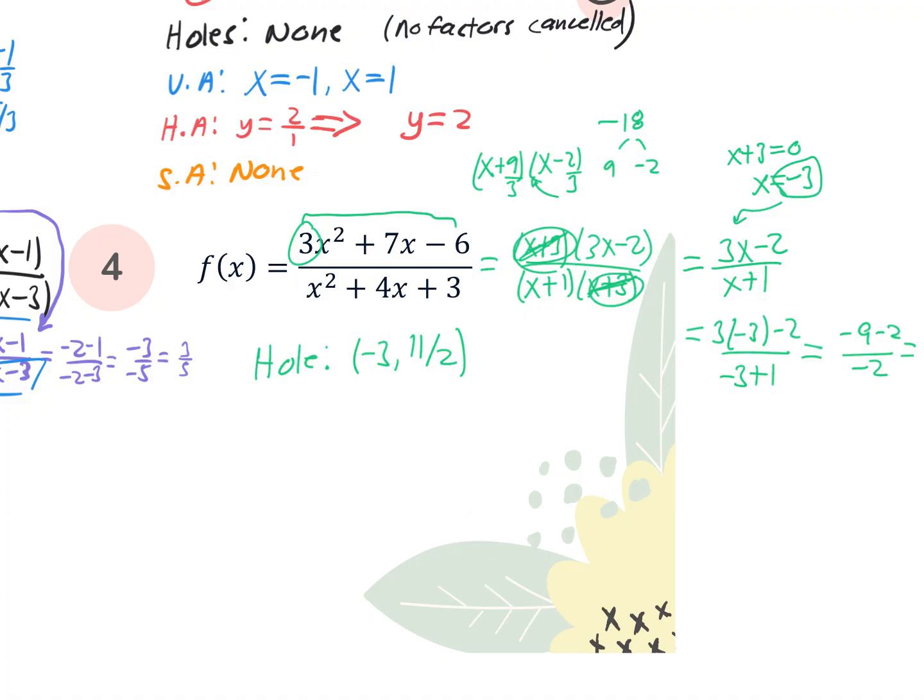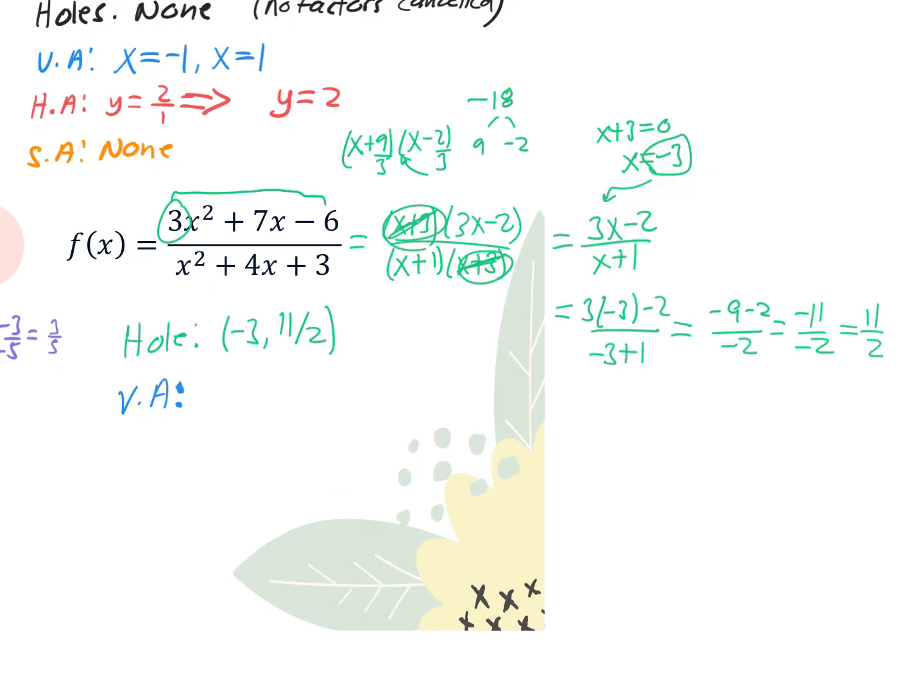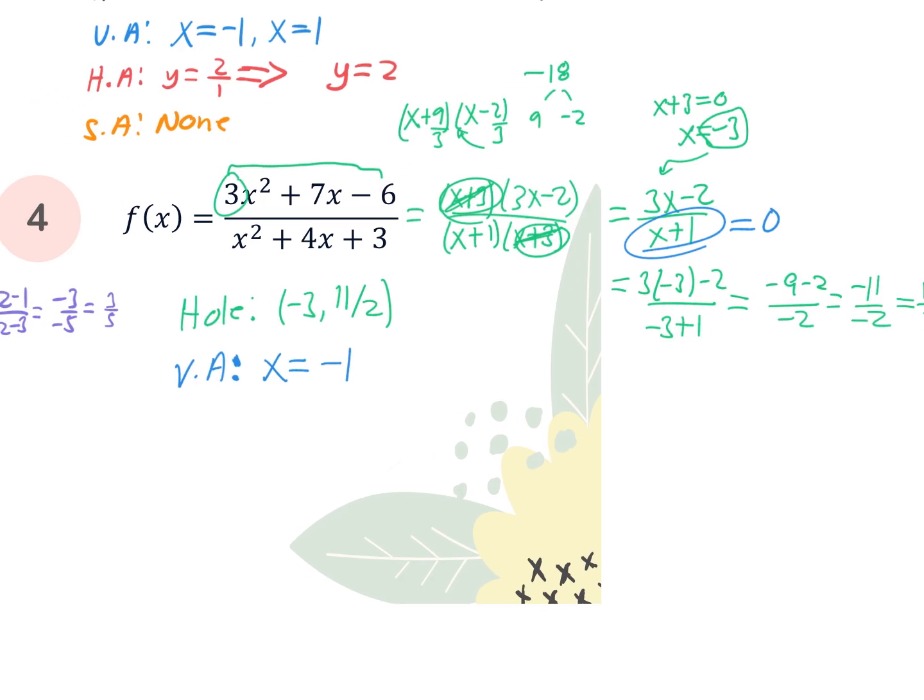To figure out the vertical asymptote, we also use the simplified expression. I don't want to count x equals negative 3 because that one was part of our hole. So what you're going to do is take the bottom of the simplified expression, set it equal to 0, and then you end up with x equals negative 1. So we only get one vertical asymptote here.